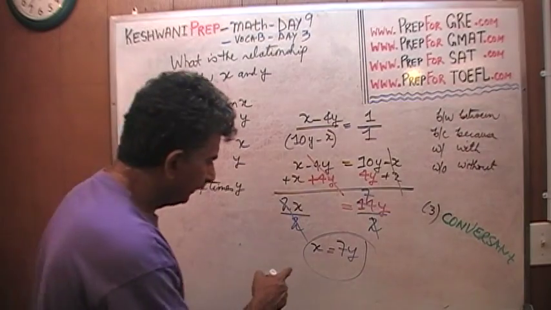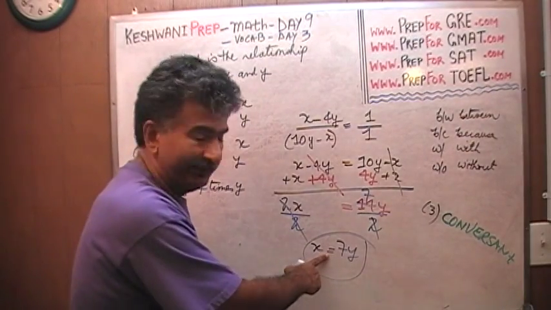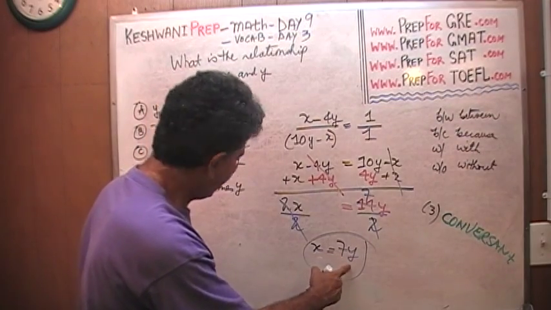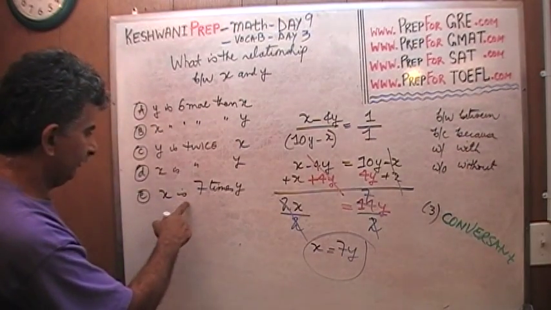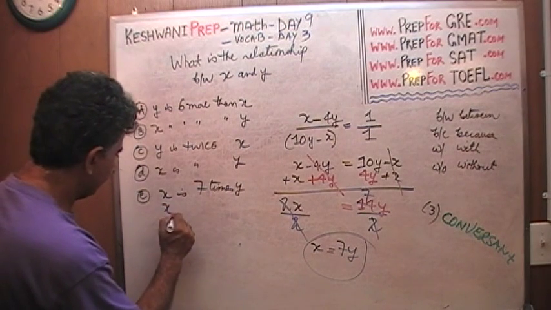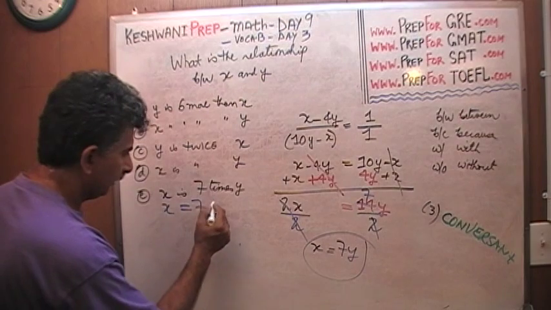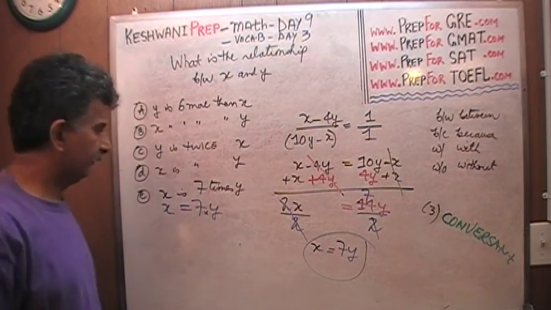How do you read this thing? Equals means is. Equal means x is. x is 7 times y, which is exactly what it is. x is 7 times y. You see? Is means equal. x is 7 times y. That's it. Times means multiply.